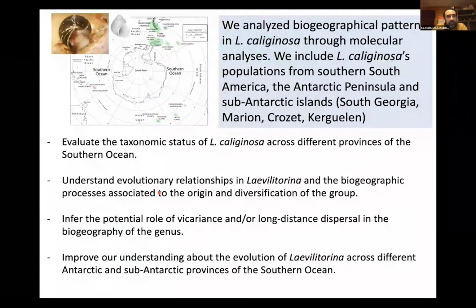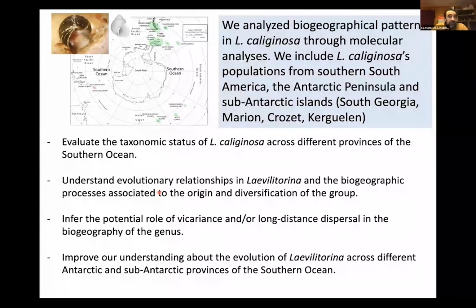So what we do in this study is we analyze biogeographical patterns in Laevilitorina caliginosa through molecular analysis. For this, we include populations of Laevilitorina caliginosa from southern South America, the Antarctic Peninsula, and sub-Antarctic islands, such as South Georgia, Marion, Crozet, and Kerguelen. Through this, we aim to evaluate the taxonomic status of Laevilitorina caliginosa across different provinces of the Southern Ocean.